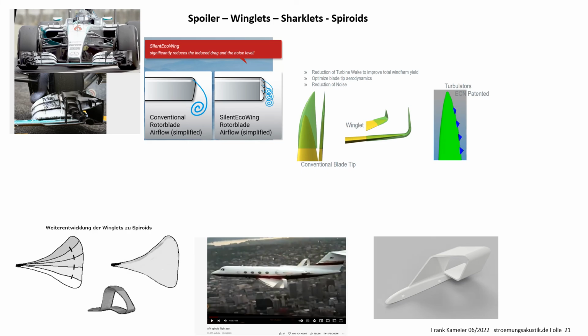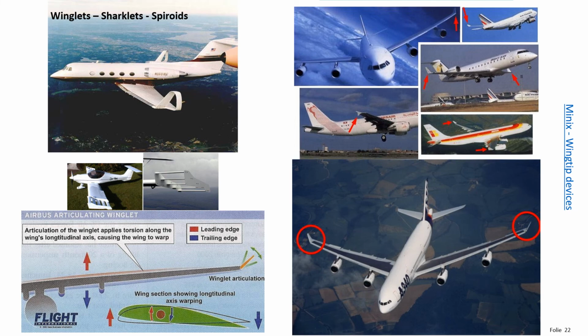I had a look on the internet, and I found a lot of other things: spoilers, winglets, sharklets, spiroids. A lot of things have already been tried to reduce the blade tip vortex, but the aspect of noise reduction was not in the focus.